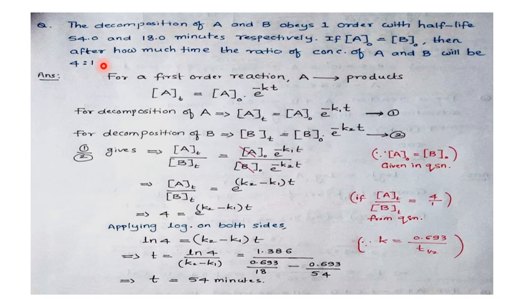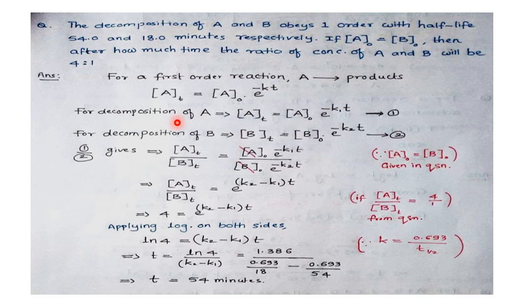So check the answer. For a first order reaction, A gives rise to products. This is the expression now. Concentration of A after some time t is given by A naught, means initial concentration, into e power minus kt. This is the direct equation for the first order reaction.